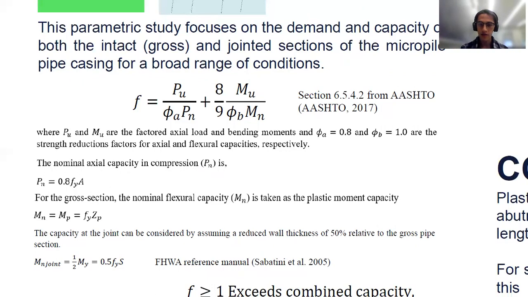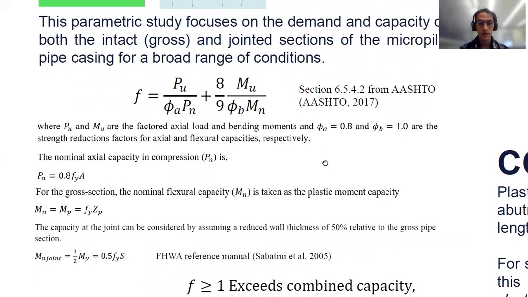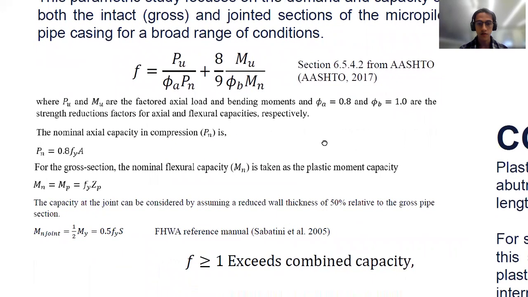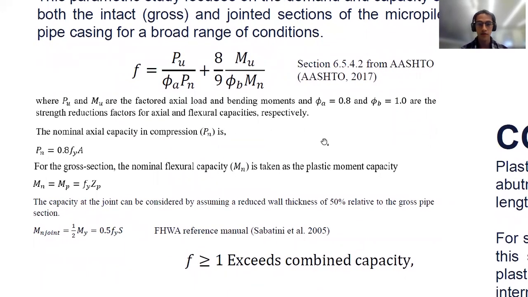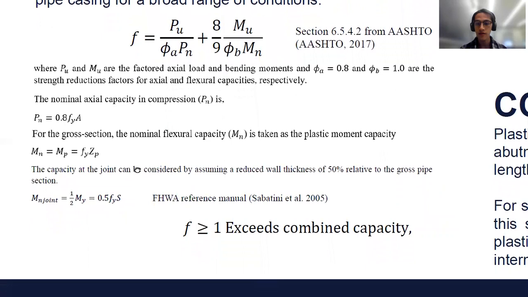Now, because these elements are mainly in compression, the axial capacity is taken according to AASHTO as 80% of the yielding axial load, while for the flexural capacity, we have to talk about the difference between the joint and the intact section. With intact, I refer to a section where there's no joint. In the intact section, we assume we can develop a plastic hinge, so the capacity there will be the plastic moment, that's just the plastic section modulus times the yielding stress.